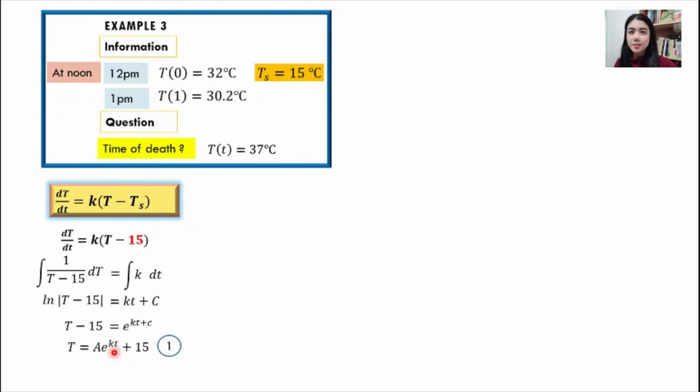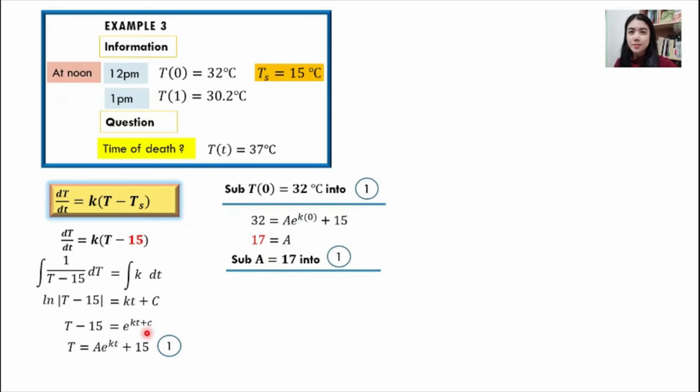Now figure out the value of the parameter a and the parameter k. How to figure out? First, through the information we have: T0 equals 32. We substitute T0 equal to 32 into equation number 1, so you substitute your temperature as 32 here, and your time is 0 here. We simplify it, and the value of a is actually 17. Once you know the value of a is 17, substitute it into equation number 1. Then this is what we have. Let's name it equation number 2.